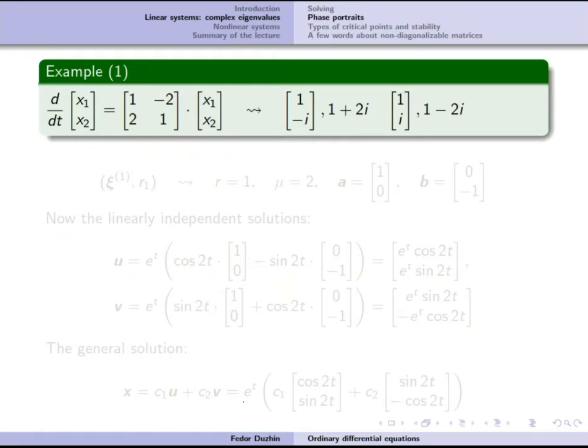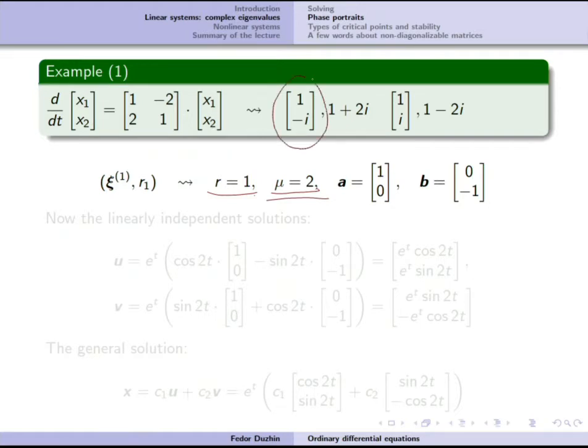So here is my first example. And again, this is a straightforward calculation, so I'll go through it very quickly. Here is my eigenvalue. So, sorry, here is the real part of the eigenvalue, and here is the imaginary part of the eigenvalue. So the two eigenvectors are here. We just take, not the two eigenvectors, the real and the imaginary part of the first eigenvector.